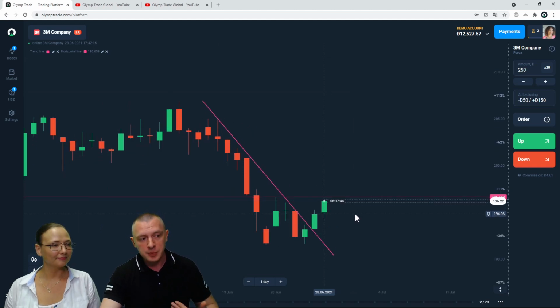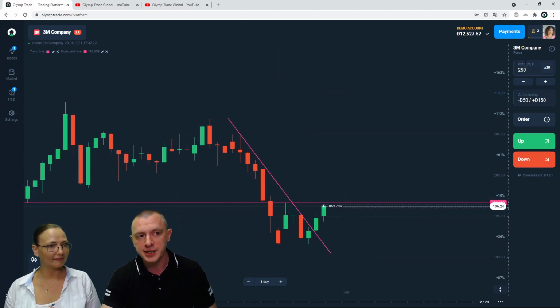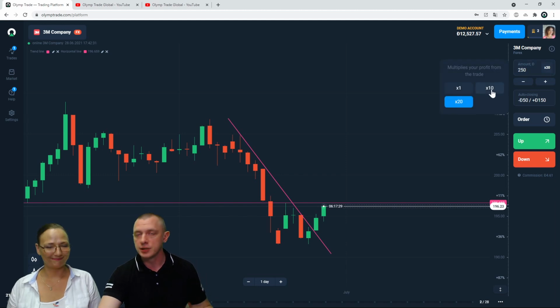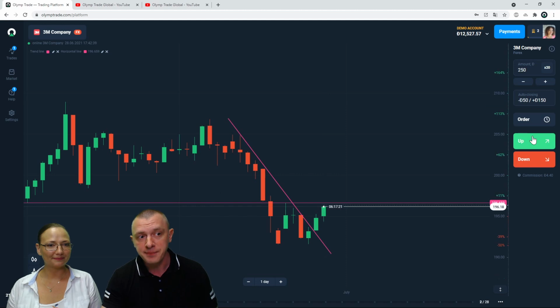As for me personally, I expect that the price will break this line, and in this case I can open the trades up. I'm using the same amount, $250. And also what is really important in Forex is that I can use a multiplier. This is a special ratio that increases the amount of my trades. Here I will use the multiplier 20, and I'm opening the trades up.